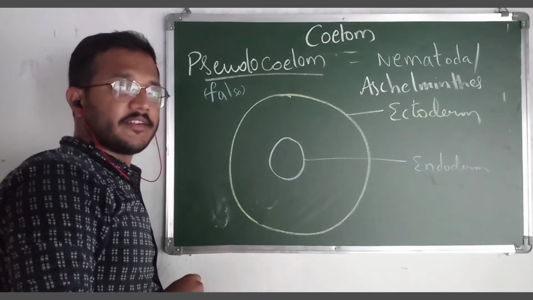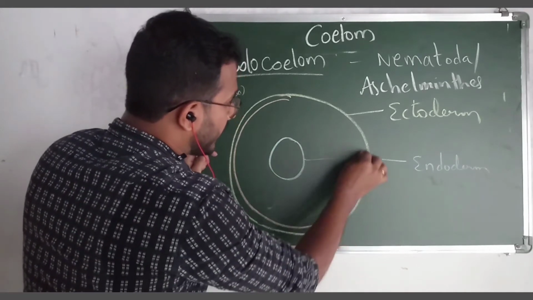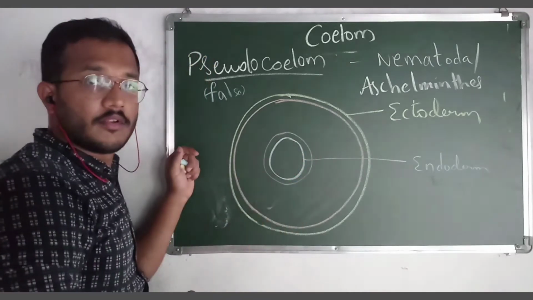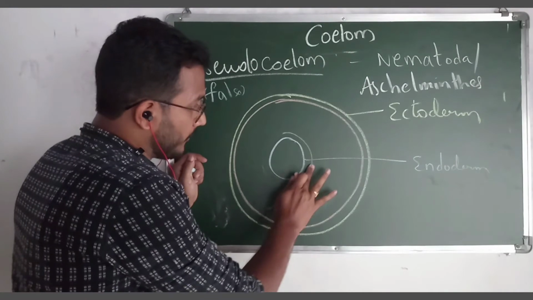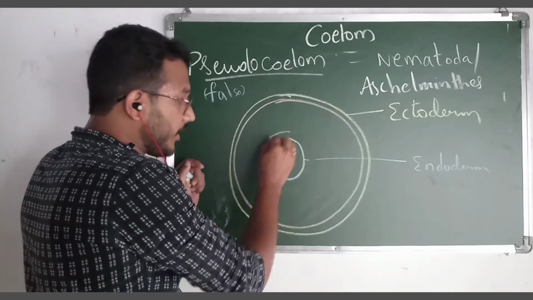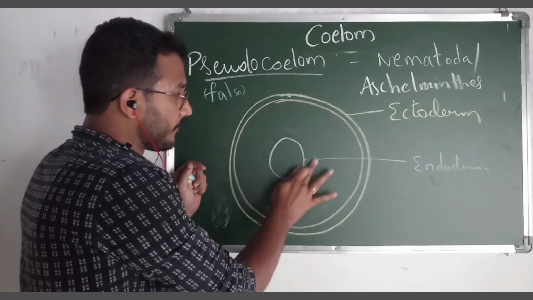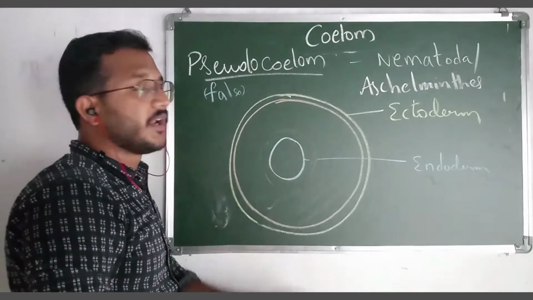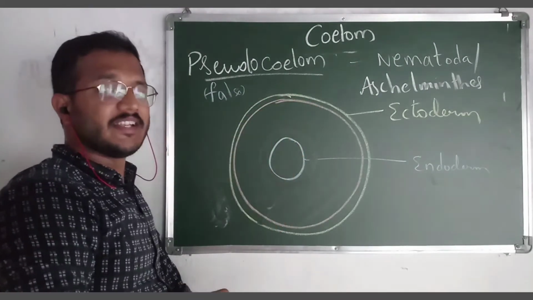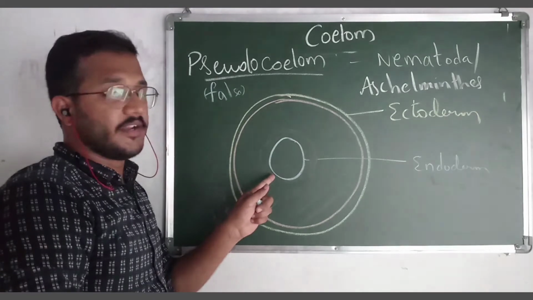In the case of false coelom, what is happening? The mesoderm layer is there, but it is confined only to the outer region. That means it is lining the ectoderm only. It is not lining the endoderm. But true coelom means the mesoderm has to line the ectoderm and it also has to line the endoderm. But here in the case of pseudocoelom, the mesodermal lining is present only to the outer region. So here it is not there. That's why it is looking like a coelom. But when we observe internally, there is no mesodermal lining inside.